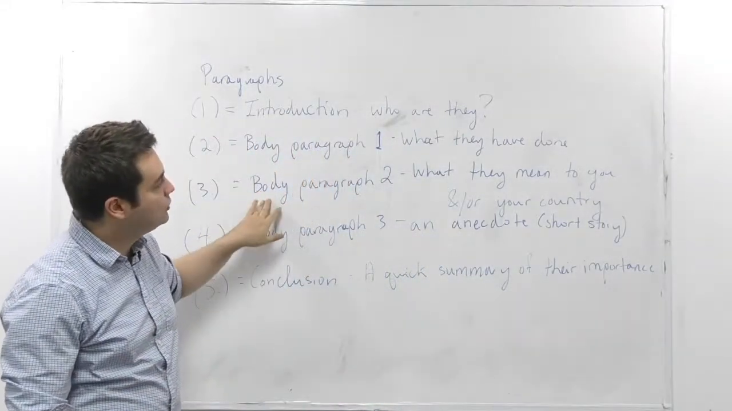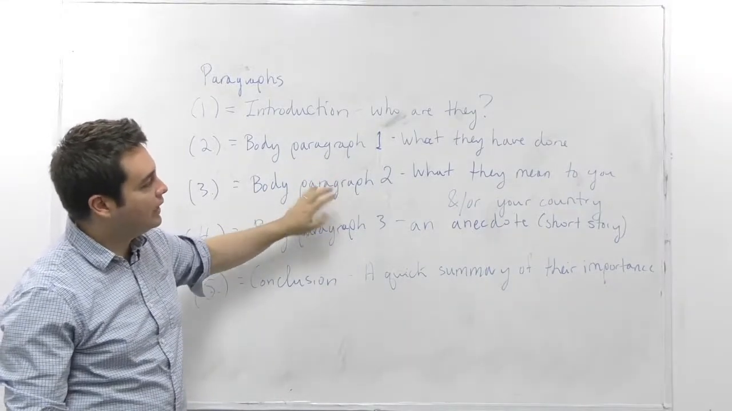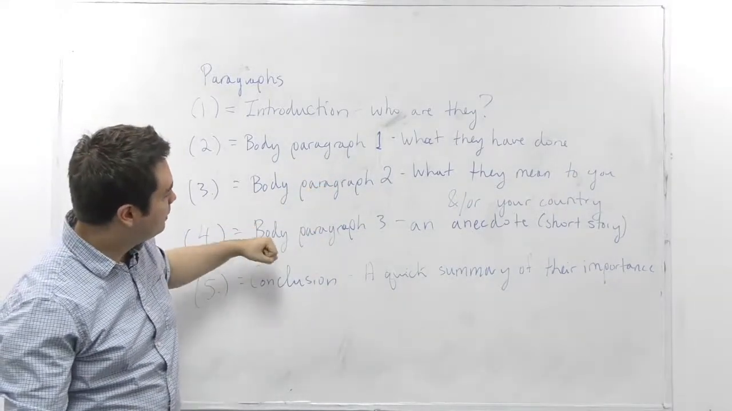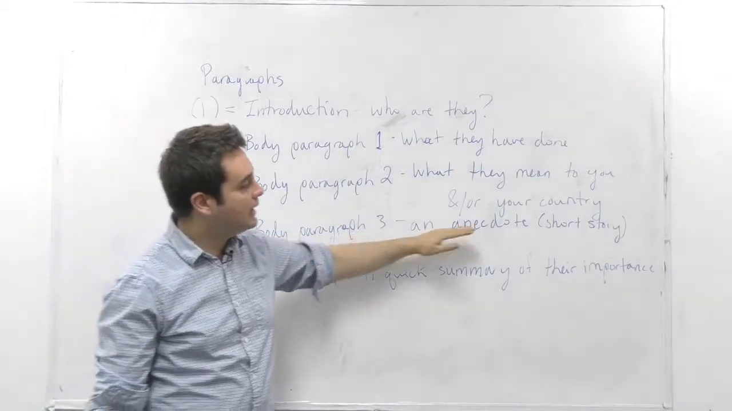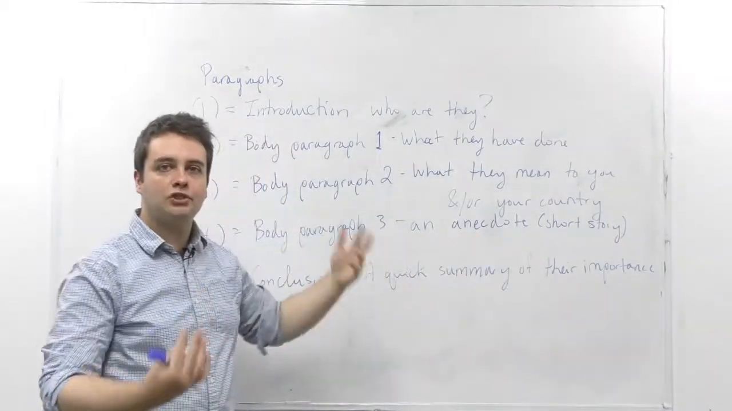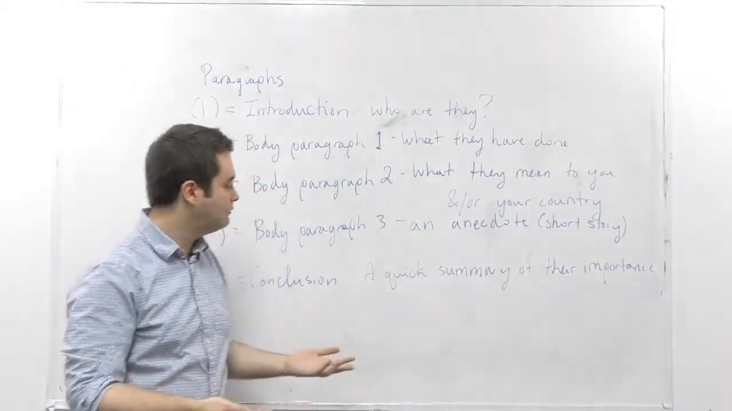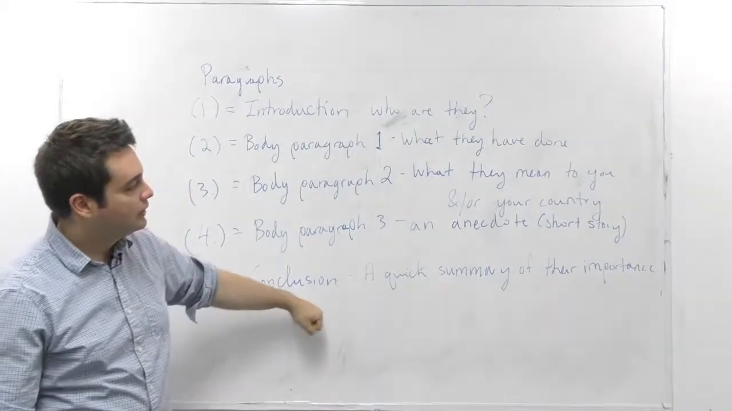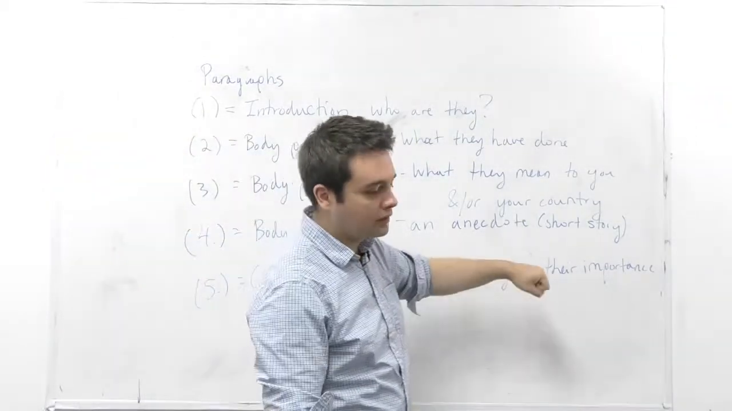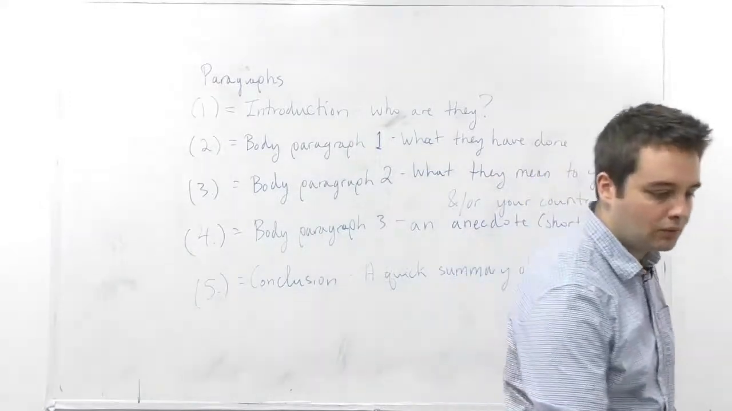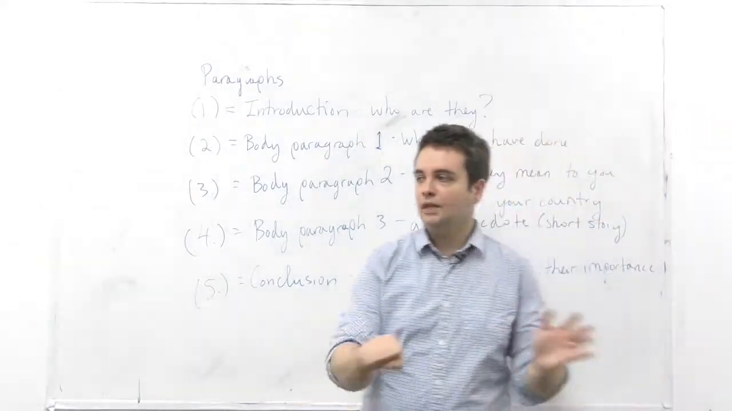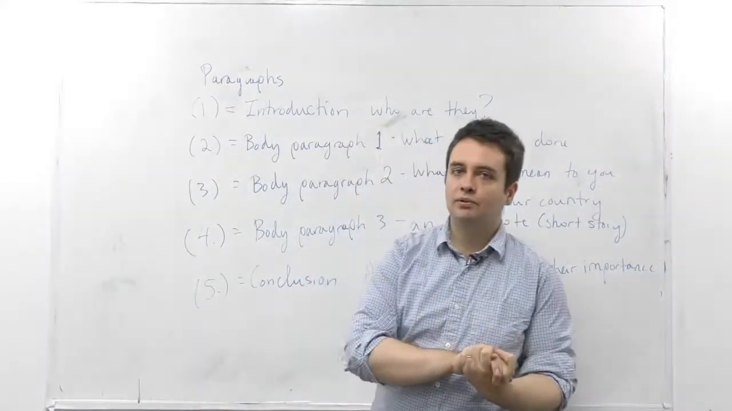Body paragraph 2: what they mean to you and or your country. Body paragraph 3: maybe an anecdote, a short story, or how they have shaped and influenced your country or your life. And lastly, a conclusion, a quick summary of their importance to you and or your country. And there you have it. That is what you should be writing about this week.